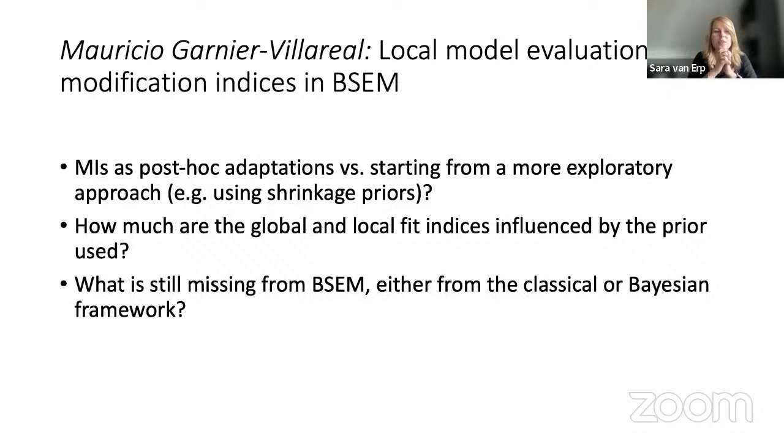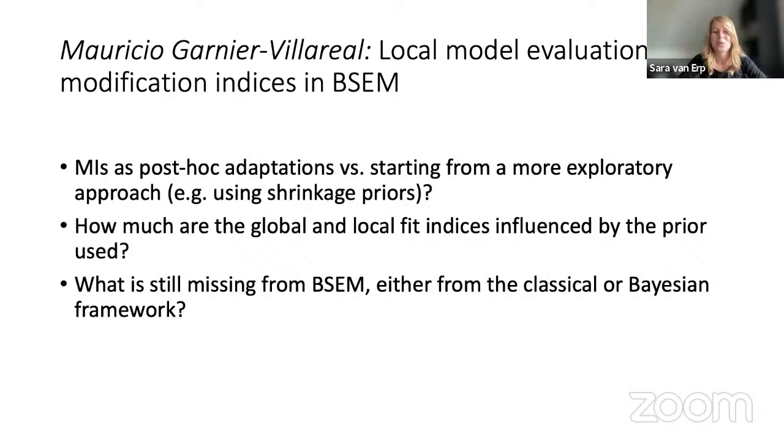So that's the first question that I had. And then the second question, because obviously this whole webinar is about prior selection, I was wondering to what extent are both these global and local fit indices influenced by the prior used, because you can kind of see the prior as part of your model as well. And these indices are telling you how well your data fits the model. So I can imagine they are being influenced by that as well.